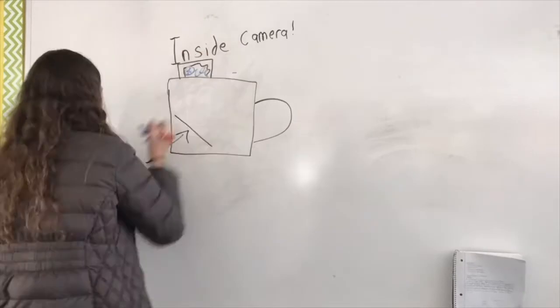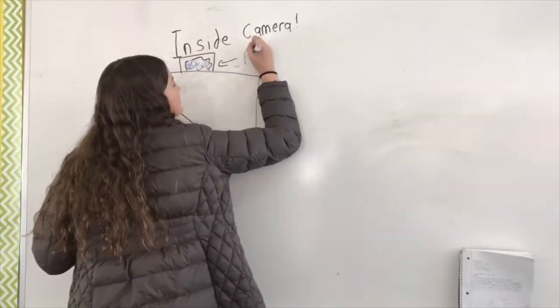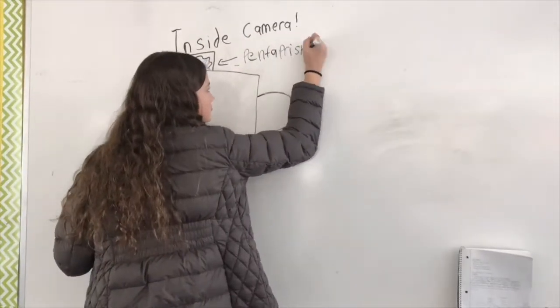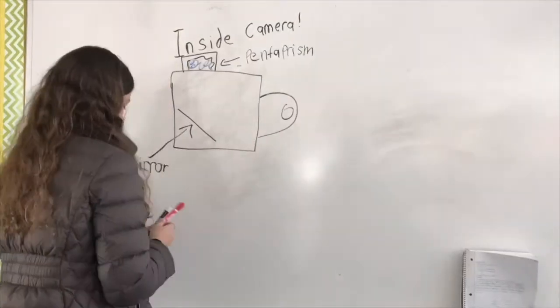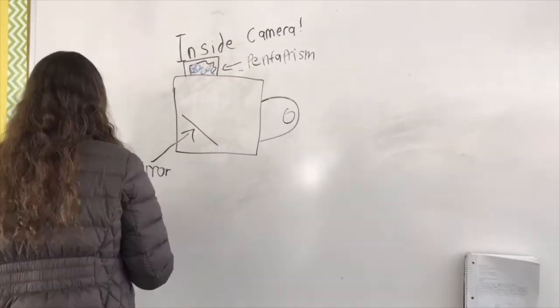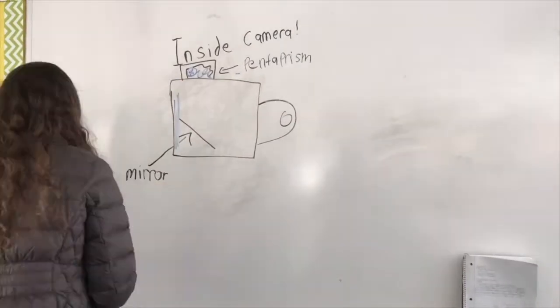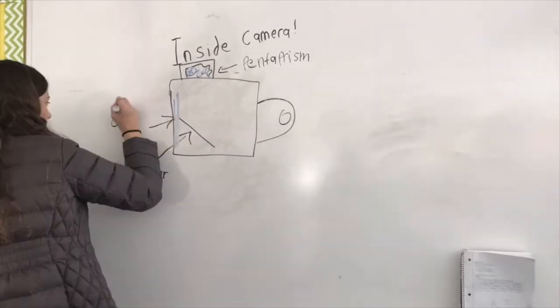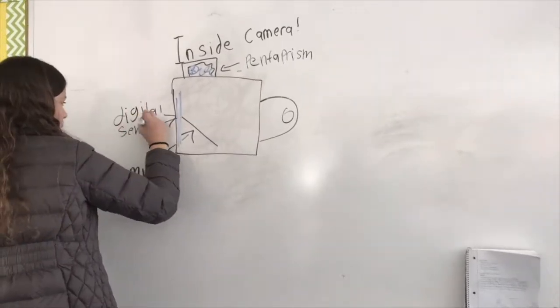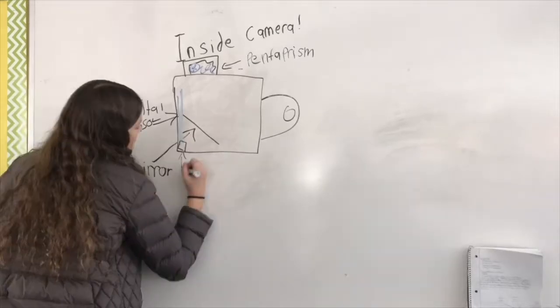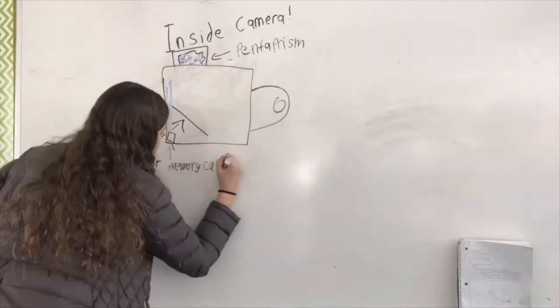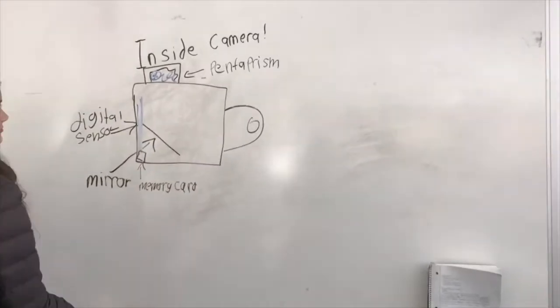When you click the button, the shutter opens for a few seconds or long enough for the digital sensor to identify the object. When the shutter opens, the mirror flips upward, allowing light to directly transmit to the digital sensor, which turns light rays into an electrical signal. The picture is then created and stored as a number on a memory card.